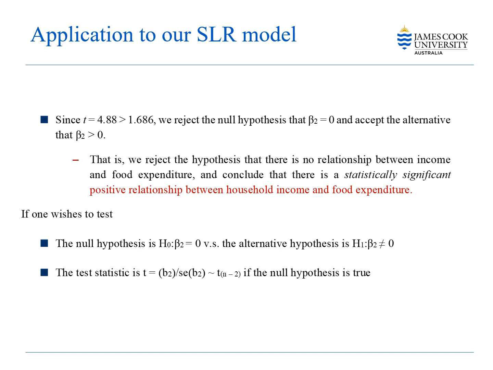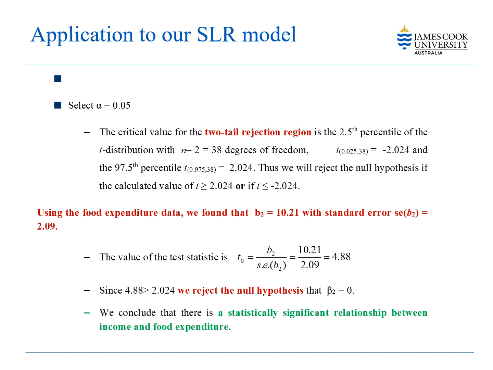This test is a one-tail test. We might also have a two-tail test, where the null hypothesis is beta 2 equals 0 and the alternative is beta 2 is not equal to 0. In such cases, the t-stat is still the same, t distributed with n minus 2 degrees of freedom if the null hypothesis is true. We select the level of significance to be 5%.